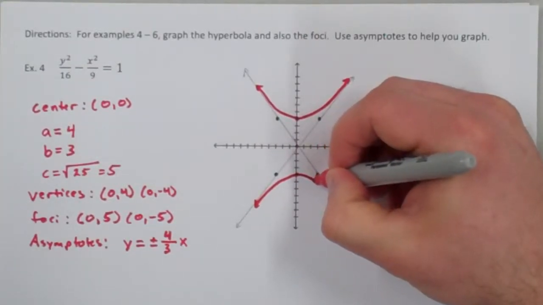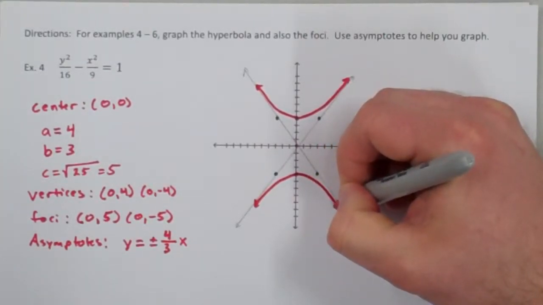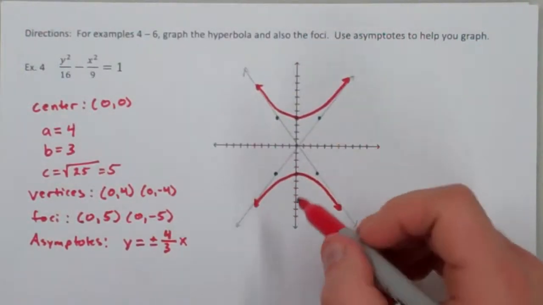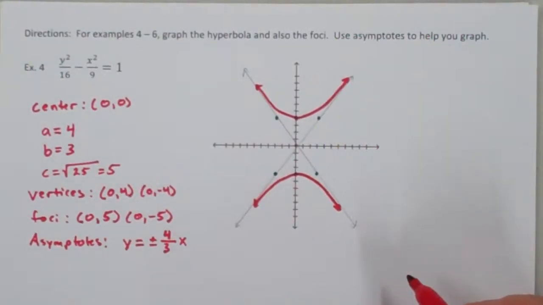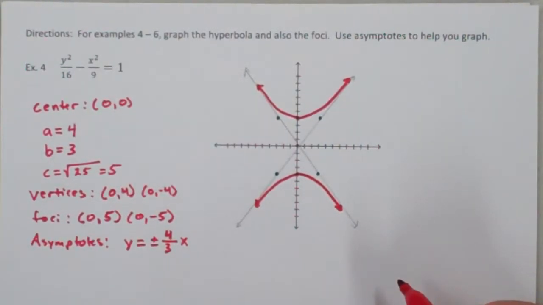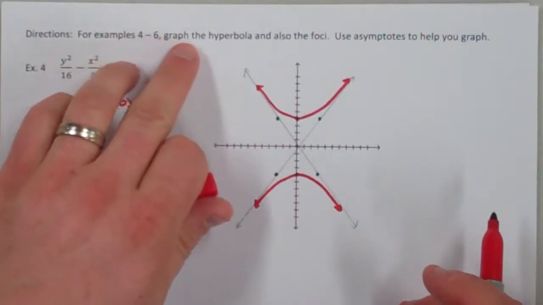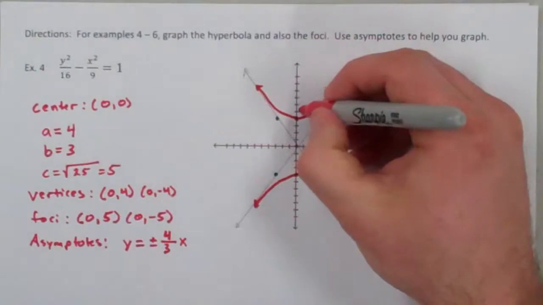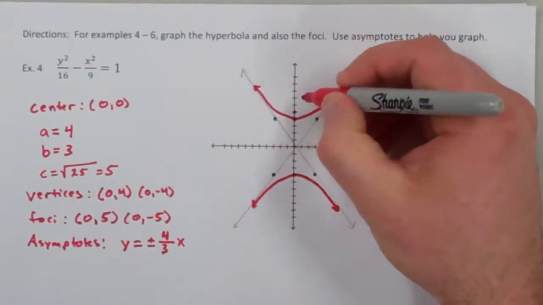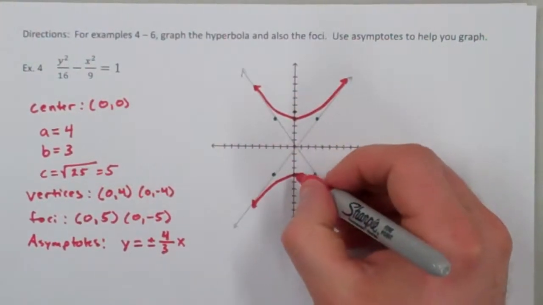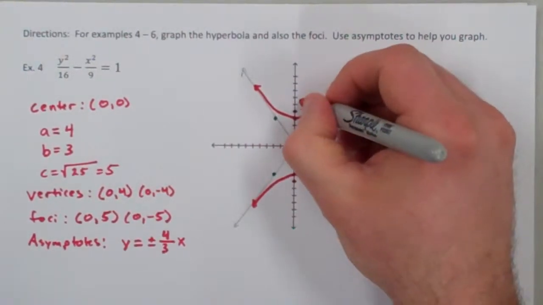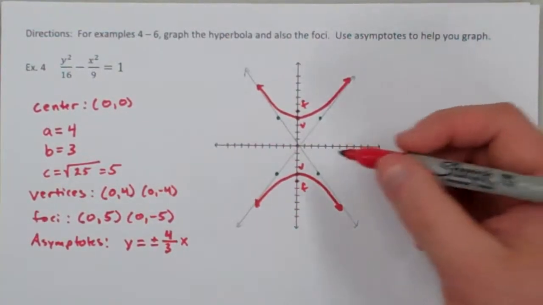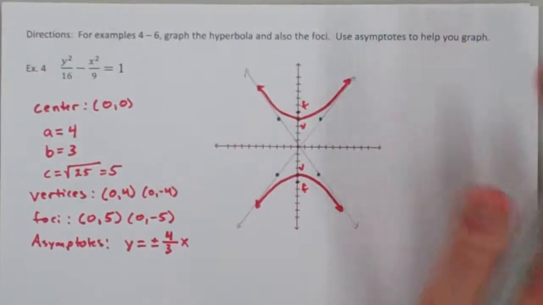And I apologize if my head got in the video there. Hard for me to draw this a little bit further away. I like to put my head right over the graph so I can get a nice line drawn. So if we read directions again, we graph the hyperbola, and also the foci. So I guess if we needed to graph those, it's kind of a little bit ambiguous here whether we should just find them or graph them. But here they are. So there's the foci, there's a vertice, and there's a foci, and we've used our asymptotes to help us graph.